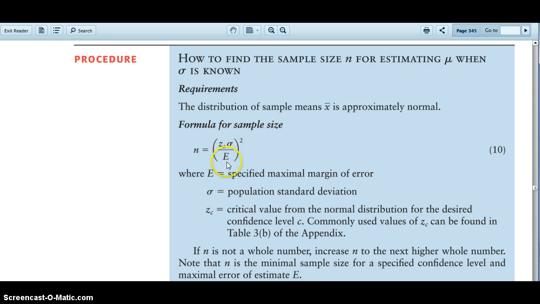And your maximum margin of error is specified in number 6. They tell you how big of error you want. So plug all those numbers in and you should get a value for how big of a sample you need.